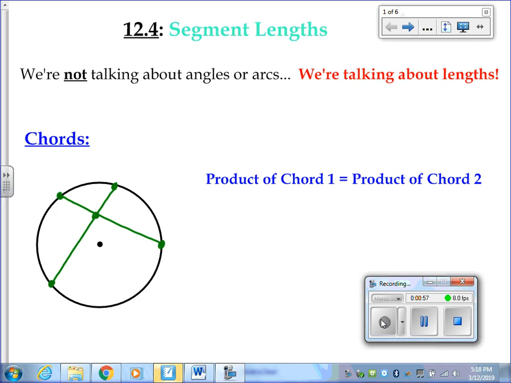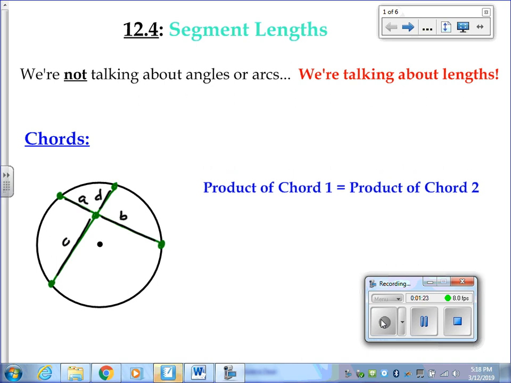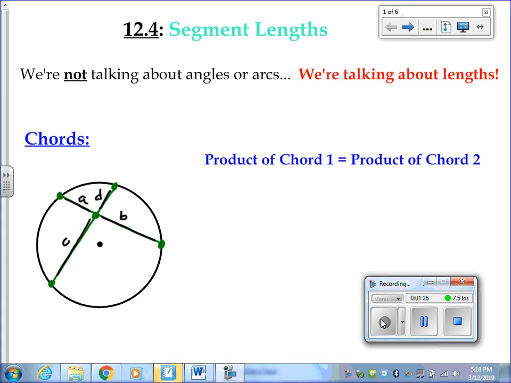I'm going to use lowercase letters to kind of represent these parts. So you have this first part, we'll call it A. You have the second part, we'll call it B. And then this third one, we'll call it C. And this fourth one, we'll call it D. If I want to find the length of any of those parts, I'm going to use this property.